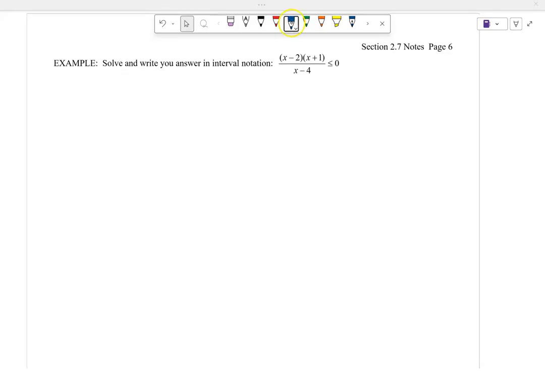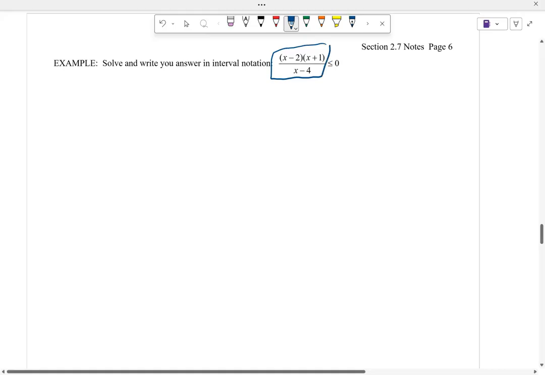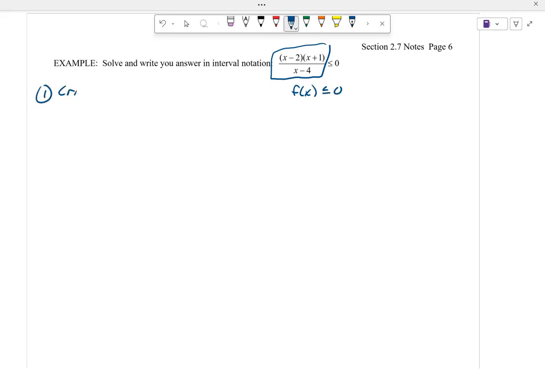Now notice we've got a rational function on this left-hand side, right? So we're asking, where's this rational function less than or equal to 0? We're going to go through the same process and find our critical points first. That's our zeros and where it's undefined. So where's our zeros? Well, if x minus 2 equals 0, that would be 0 over whatever. If x plus 1 equals 0, that's another 0. So I have 2 and negative 1.